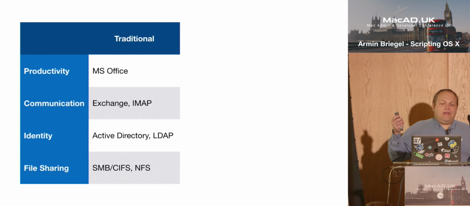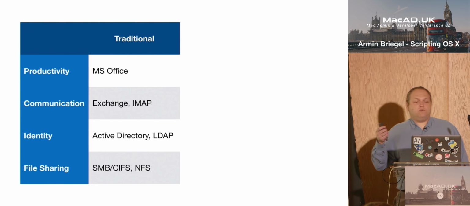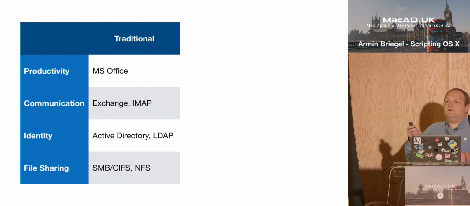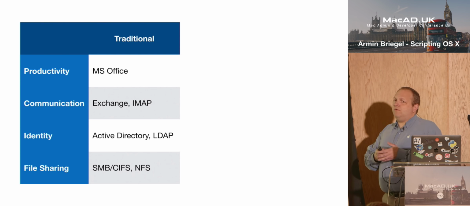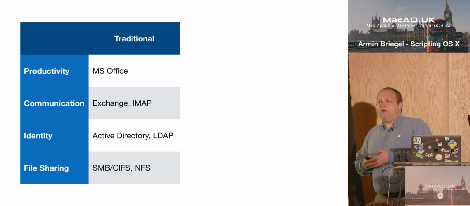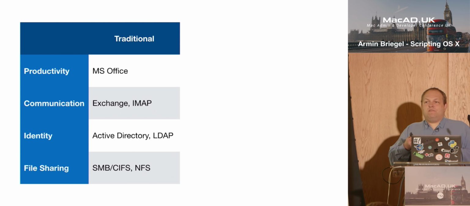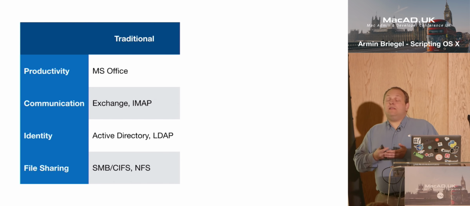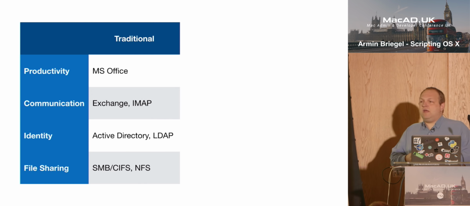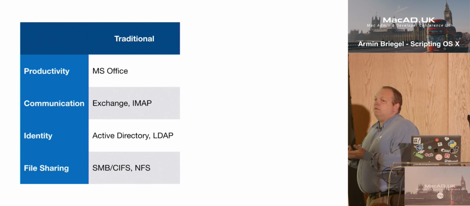So 10, 15 years ago, the requirements for working in enterprise, for working in business, were Microsoft, basically. There were a few other things, but it was basically you had to have Microsoft Office for productivity. You had to have Exchange, maybe IMAP, for communication, mail. Back then, there wasn't much else to communication. Identity management was mainly Active Directory, maybe some LDAP every now and then. And file sharing was SMB, Windows file sharing, maybe some NFS.